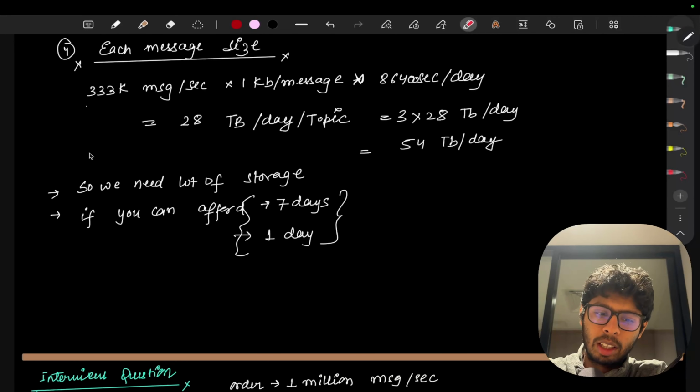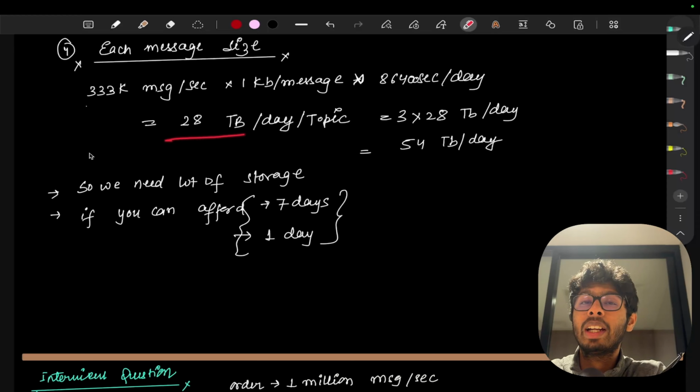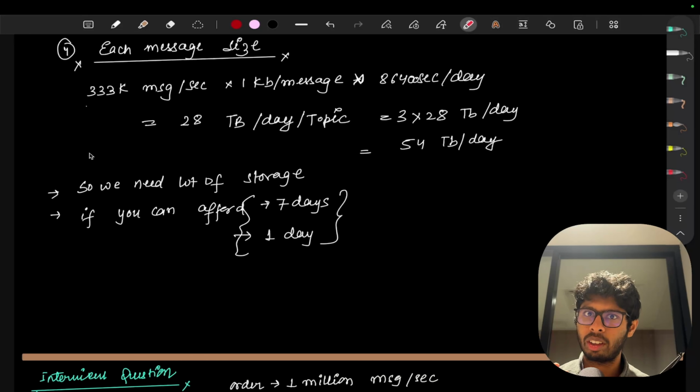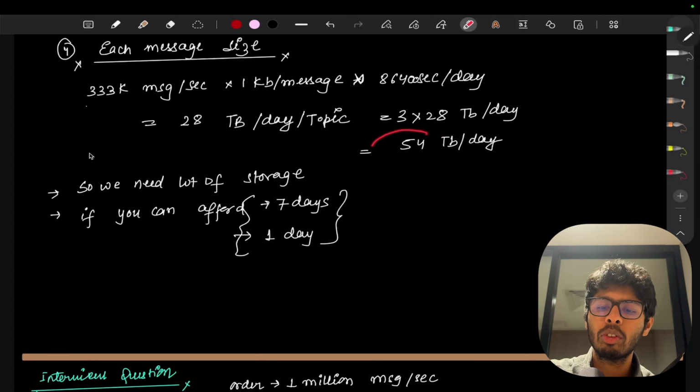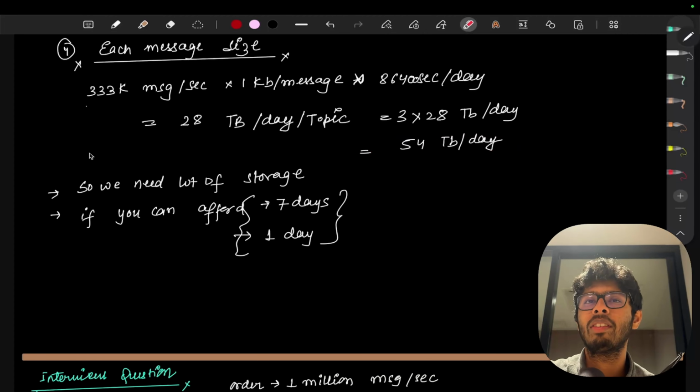Let's take an example where we have 330k messages per second and each message size is 1 KB, and in a single day we have 86,400 seconds. If I calculate it, I will get about 28 TB of data. We will need 28 TB of storage for every single topic, and we have 3 topics in our case. It means about 54 TB of data that we have to store every single day.